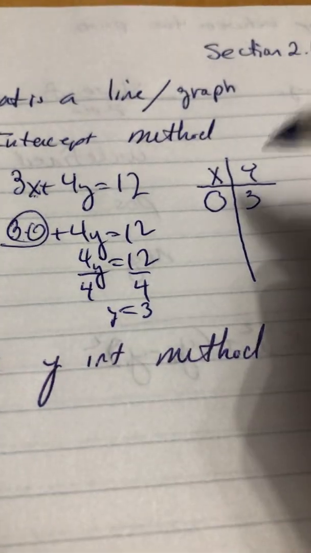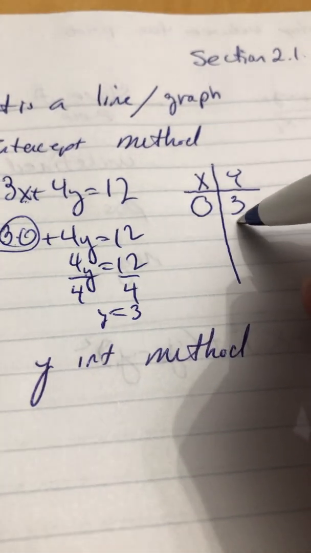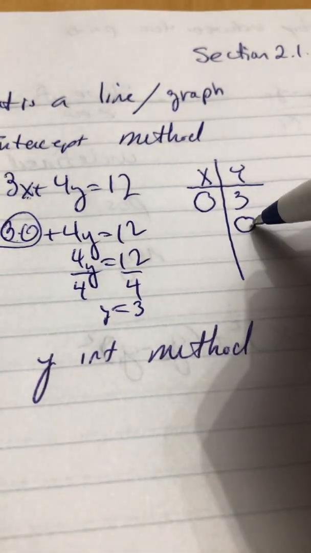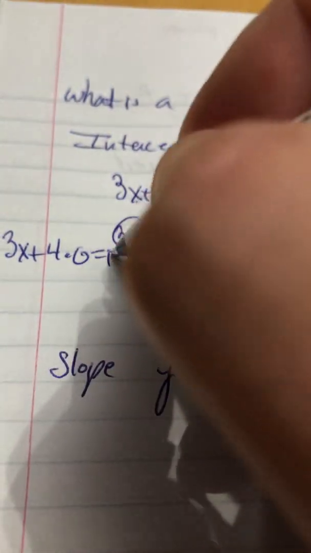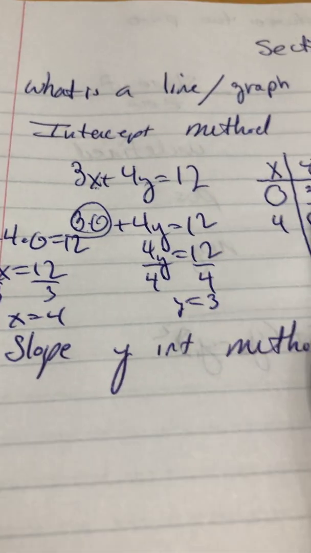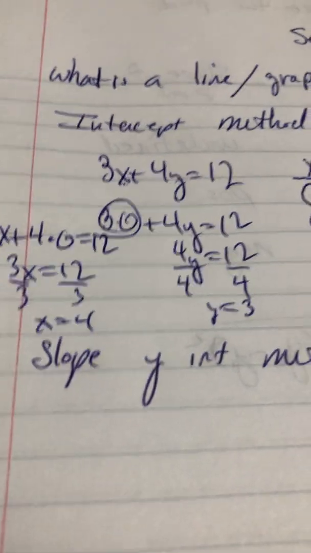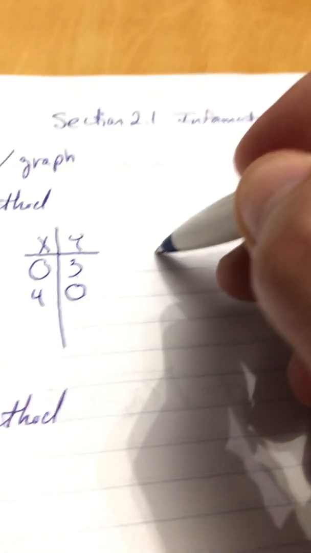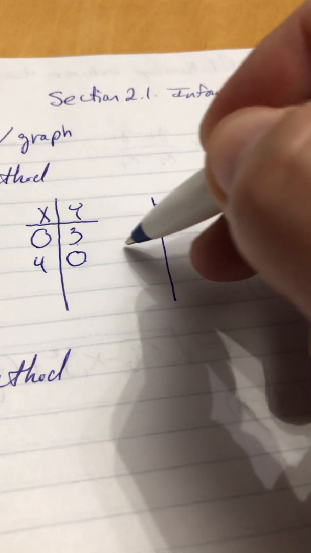Then we let our y value be 0 and plug the 0 in for the y. So we'll have 3x plus 4 times 0 is equal to 12, then 3x is equal to 12, and divide by 3, so we get x is equal to 4. So we have (0, 3) and (4, 0). We graph those points and then connect them.